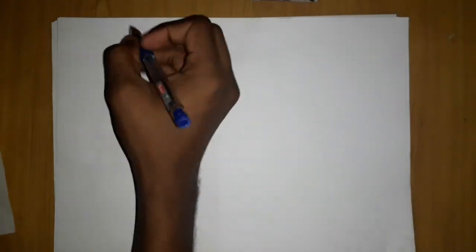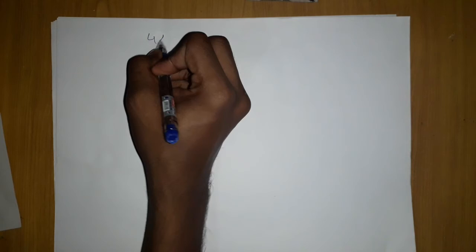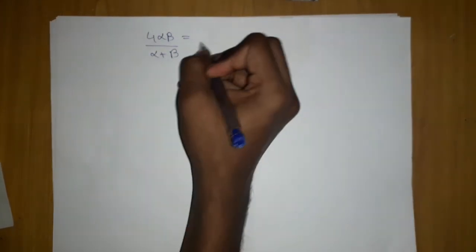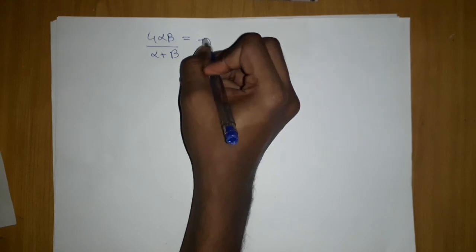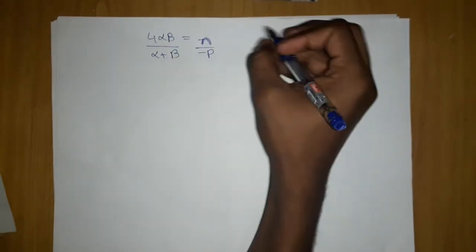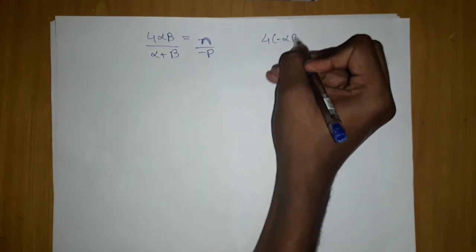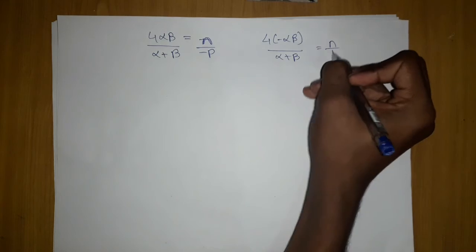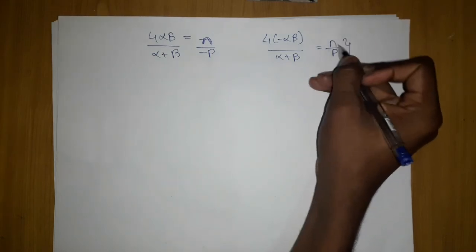Let me take the next page. So 4 alpha beta upon alpha plus beta should be equal to n upon minus p. So if I move this minus to that side, 4 into minus alpha beta upon alpha plus beta. Okay, we got this n by p value which we needed. This is the value we needed.